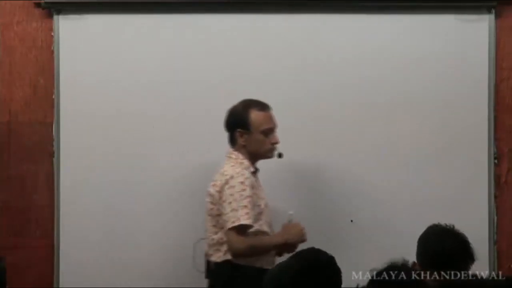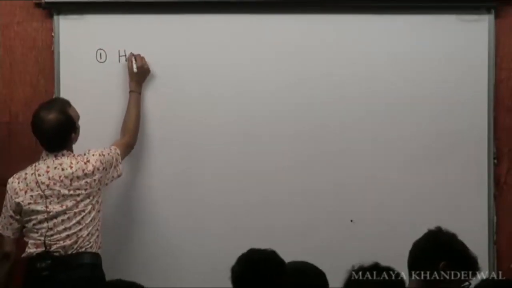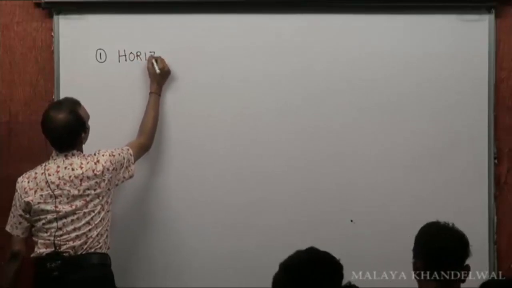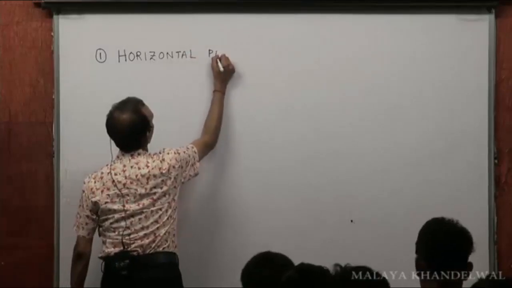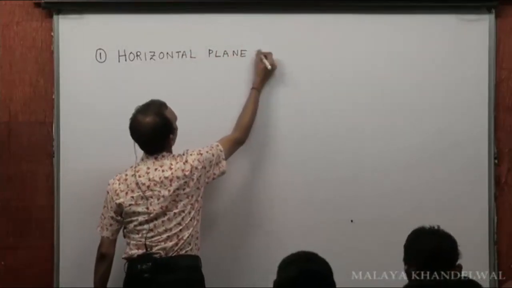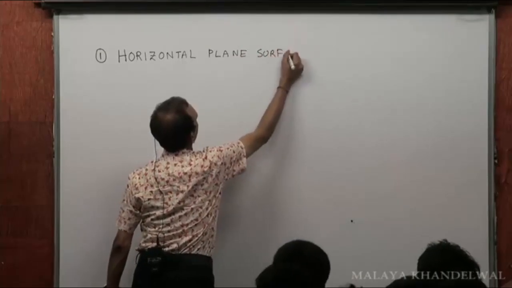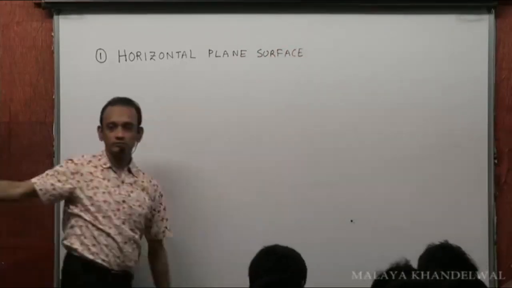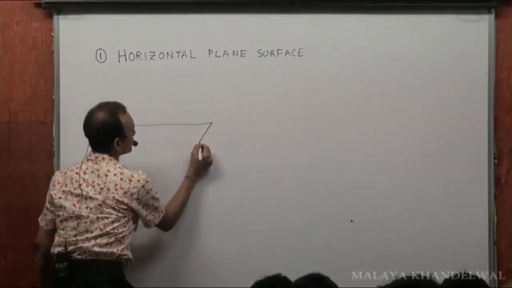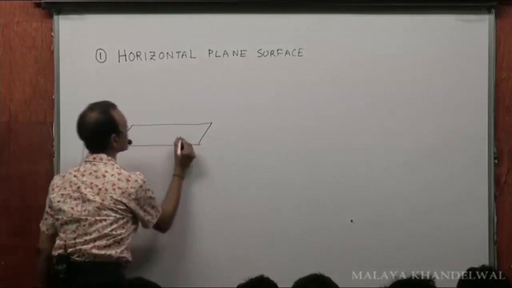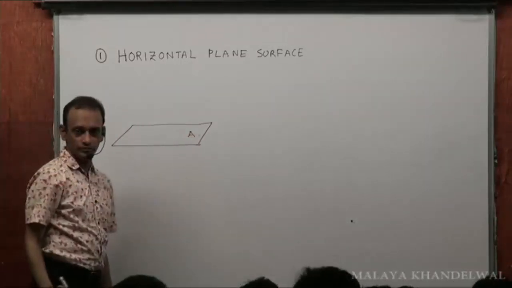Now, the simplest case could be, say, a horizontal plane surface. That's the simplest possibility, right? This is a horizontal plane surface, area A.